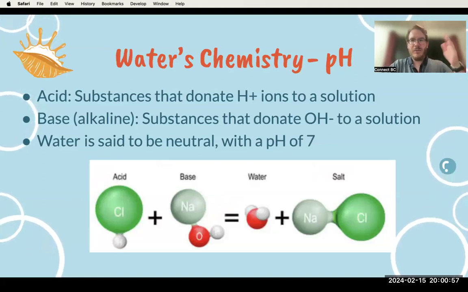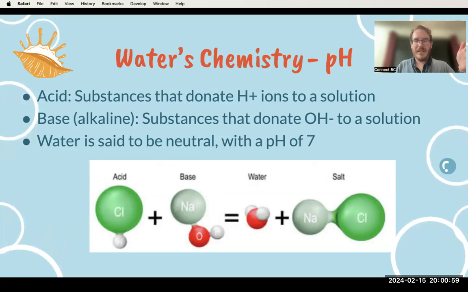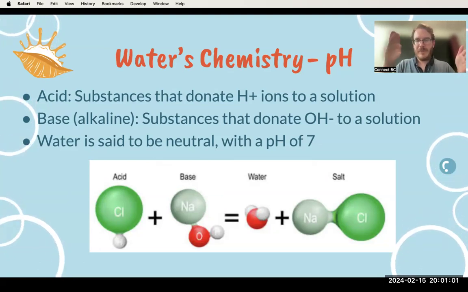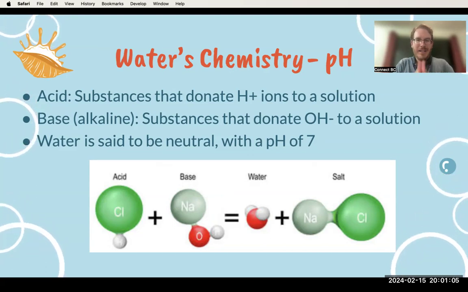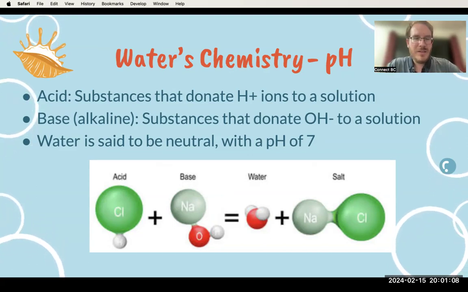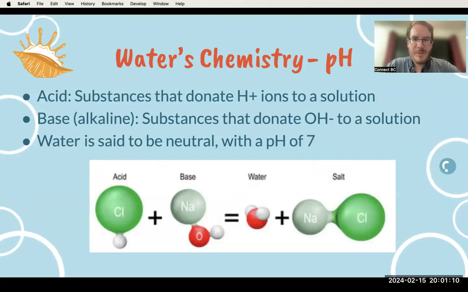So on a scale of 1 to 14, where 1 is acid, low numbers are acidic, 14 is alkaline, high numbers are alkaline. Water is smack bang in the middle at 7. We call that neutral, neither acidic or basic overall.